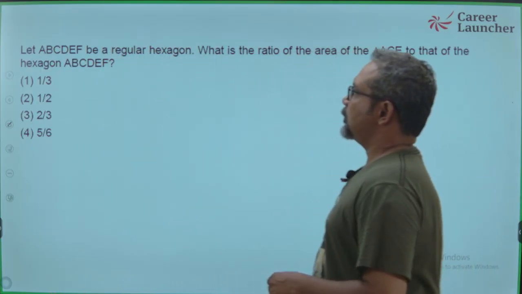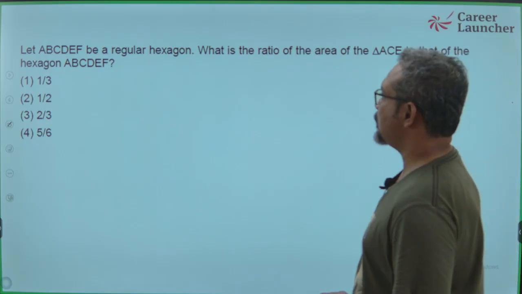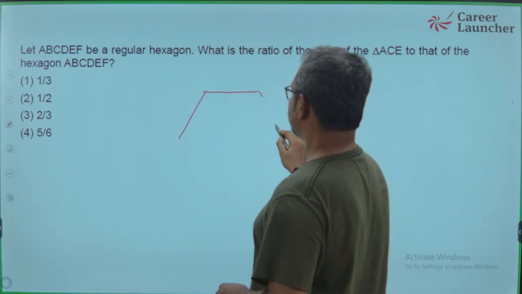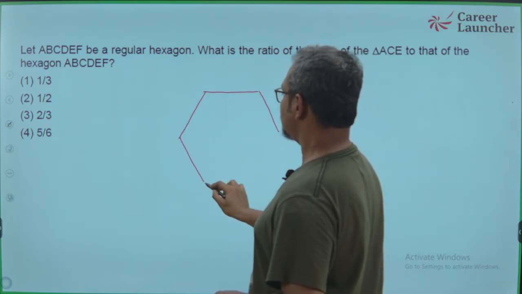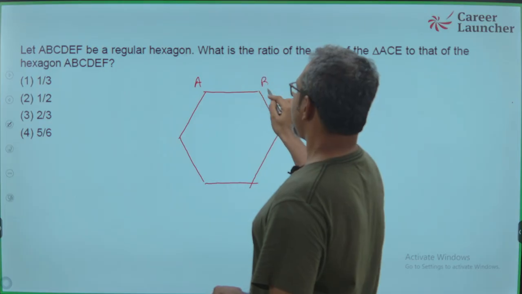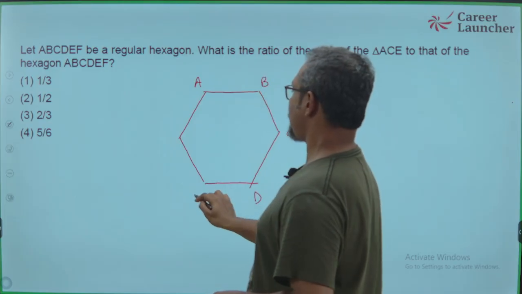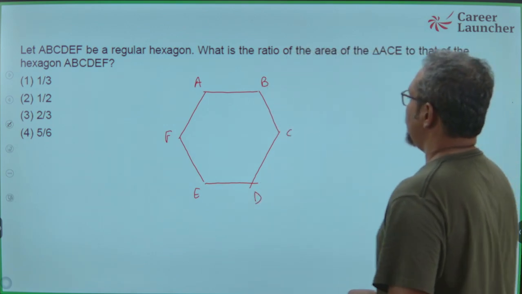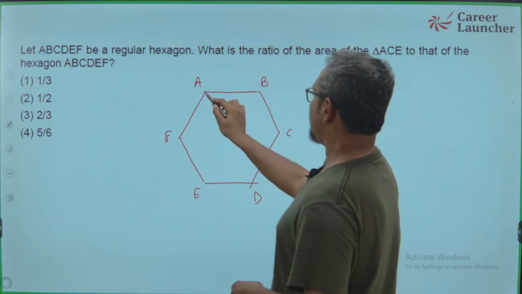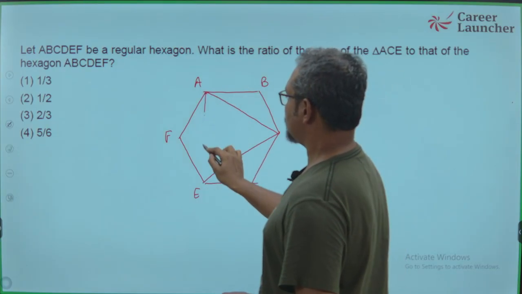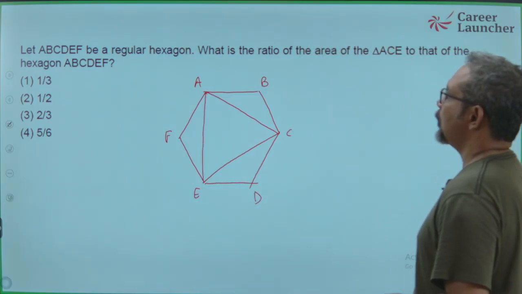Let's take a look at this. It's a polygon question. ABCDEF is a regular hexagon. Let's draw that. So you have to find out the area of ACE as a fraction of the whole of ABCDEF.